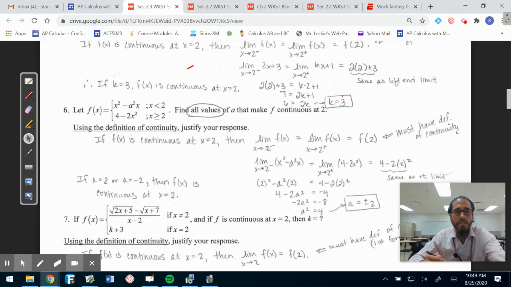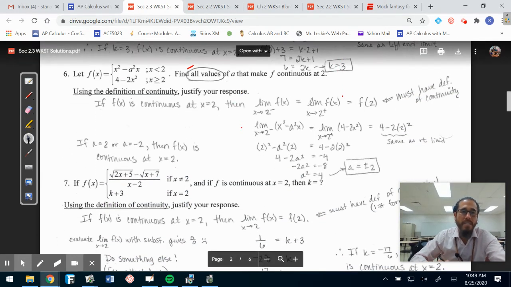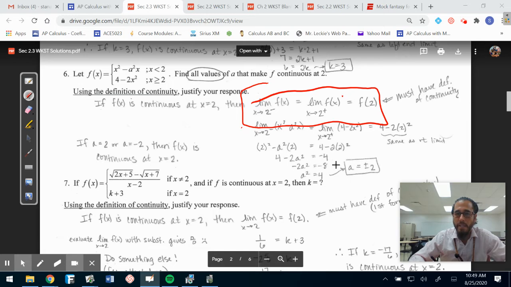All right, let's see. Here's number 6. Ooh, number 6, we're dealing with a parabola. Ooh, no, right? We're dealing with a parabola and a parabola. It looks like one of those parabolas would be going up. Another one of those parabolas would be going down. But guess what? We do the same thing. Definition of continuity. Ooh, plus or minus 2. So here you get two instances of what a could be where these graphs match up.